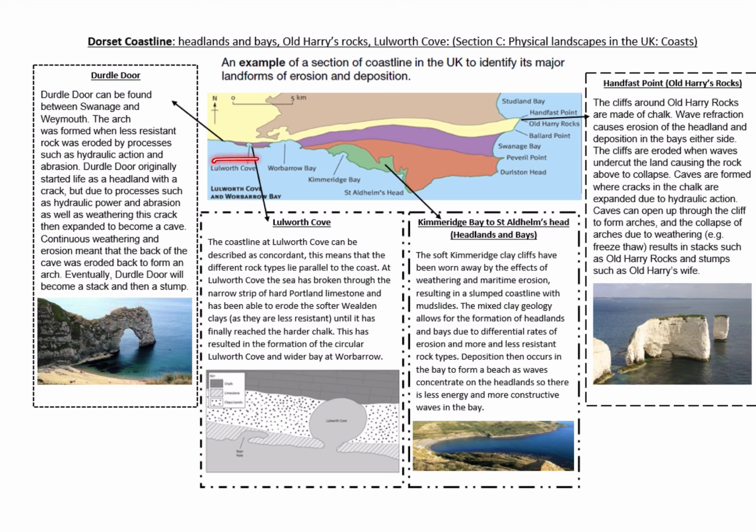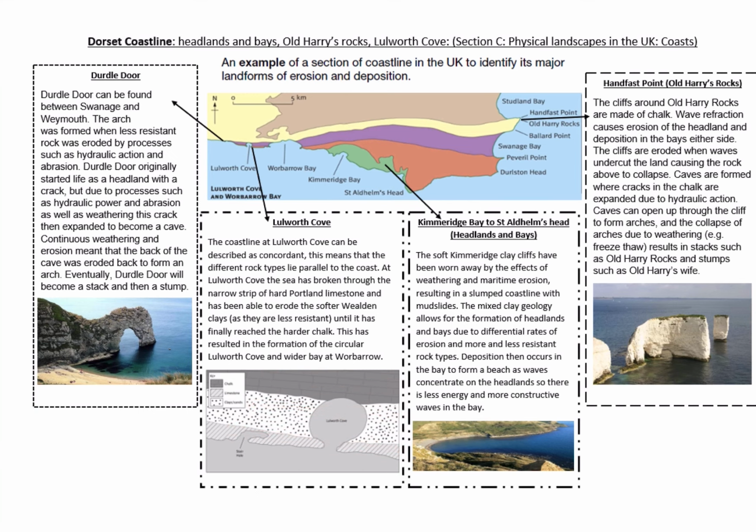If I move further east along the coastline, next I'm at Lulworth Cove. Lulworth Cove is a famous example of a bay. This one is very different to the other one we're going to look at in a minute, because it is formed as this is a concordant coastline. So we've got different layers of geology that are set back from the coast, lying parallel.